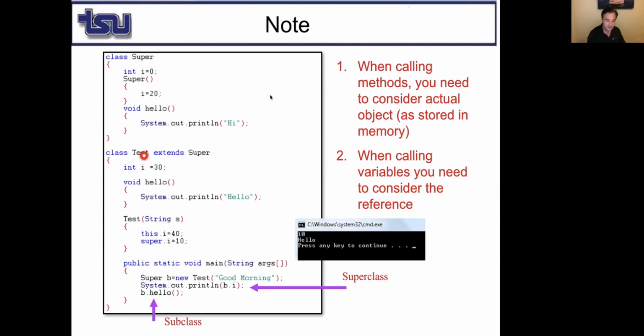And then I have Test, which extends Super class. It has an i, and this overrides this method, hello. This is the constructor. The constructor changes this i to 40, and it also makes a call to the superclass. Look, the super constructor call should be the first statement I said, but this is different. I say this.i, that refers to i of the Test class. When I say super.i, it refers to i of the superclass.